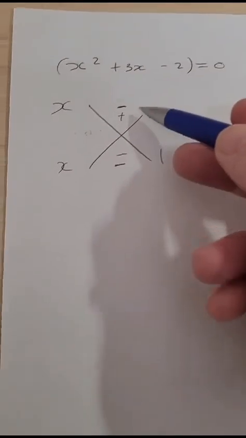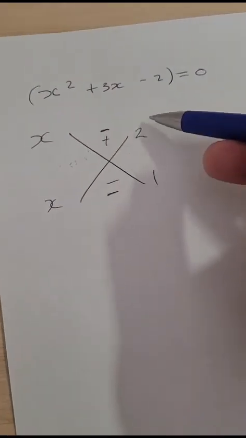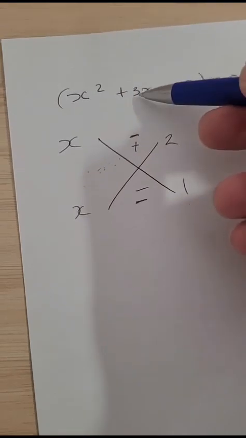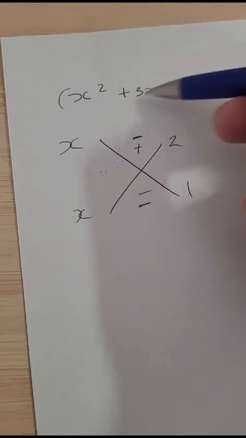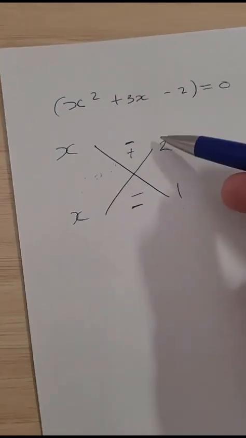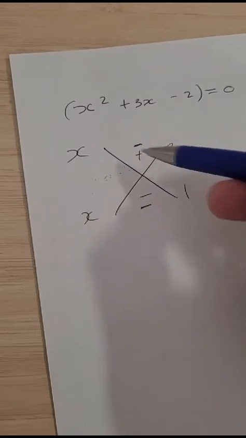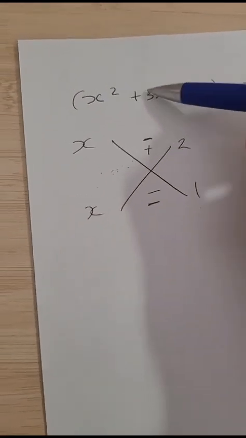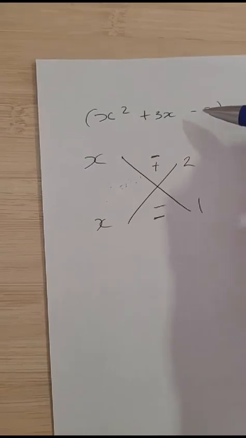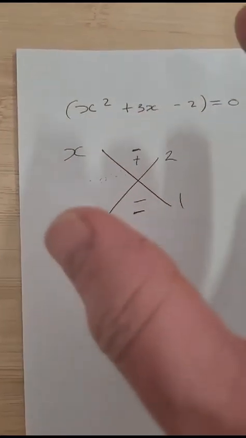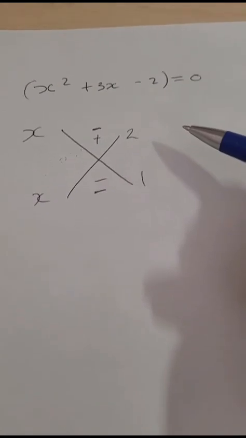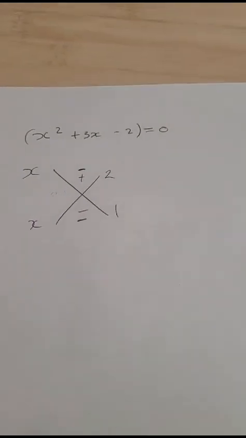So if you say a plus and a minus, it'd be plus 2x minus 1x, which just gives x. So you can't get the 3x here. If you do minus 2x and minus 1x, you're getting minus 3x, and minus by minus is plus 2. So you can't use this method for finding this. This is where we need to move on to our quadratic formula.